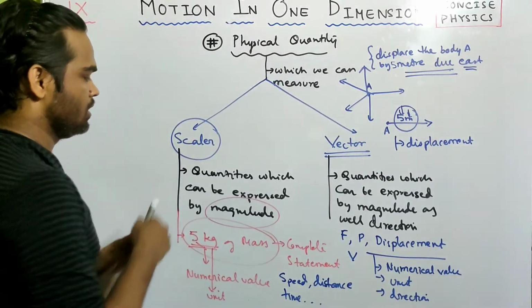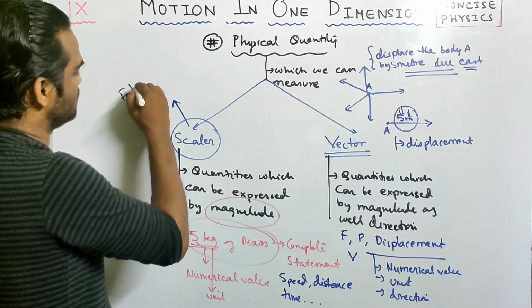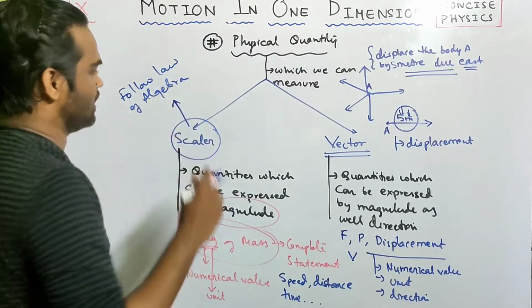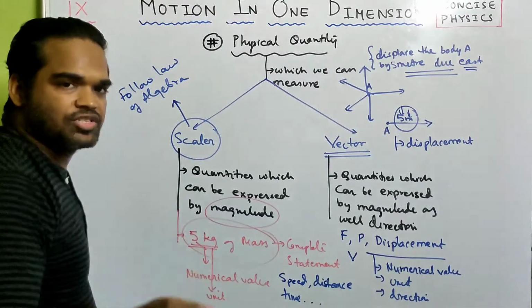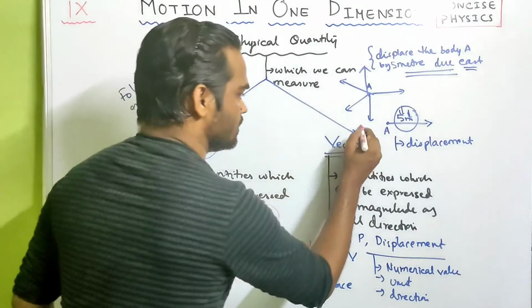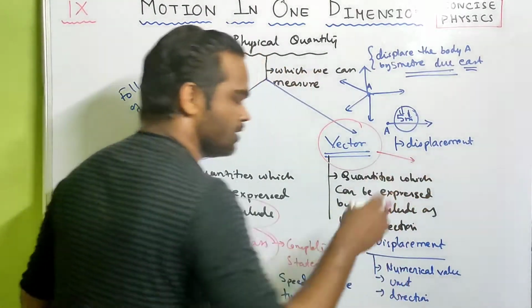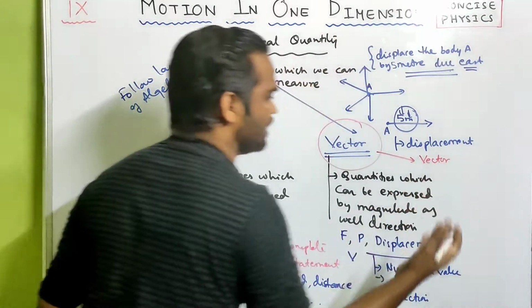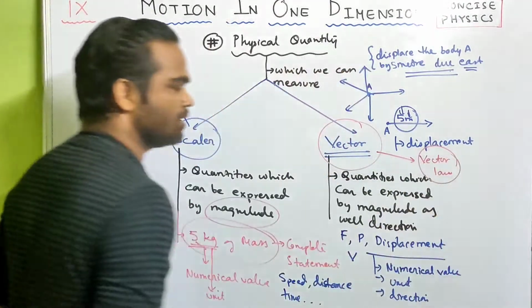Now look over here. Scalar quantity, remember, follows law of algebra. So you can add them, you can subtract them, multiply, divide, whatever, using the law of algebra which we are studying. But when it comes to vector quantity, they don't follow algebraic law. They have separate law which we will of course study in class 11, 12. Vector law of addition or subtraction. They follow that law. Am I clear?